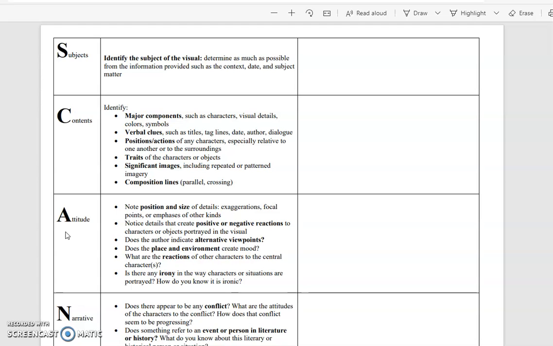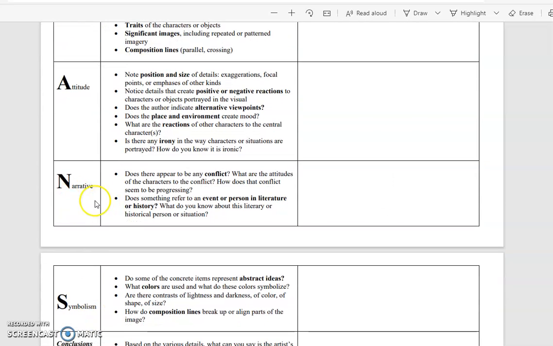What are the reactions of other characters to the central character? Look how they play upon each other. This could be expressions. This could be body language. Is there any irony in the way the characters or situations are portrayed? In other words, have they taken something that we expect to be one way and changed it to do something different? Sure, it surprises us as an audience, but what else is supposed to happen then? Is it challenging our beliefs, challenging a stereotype?